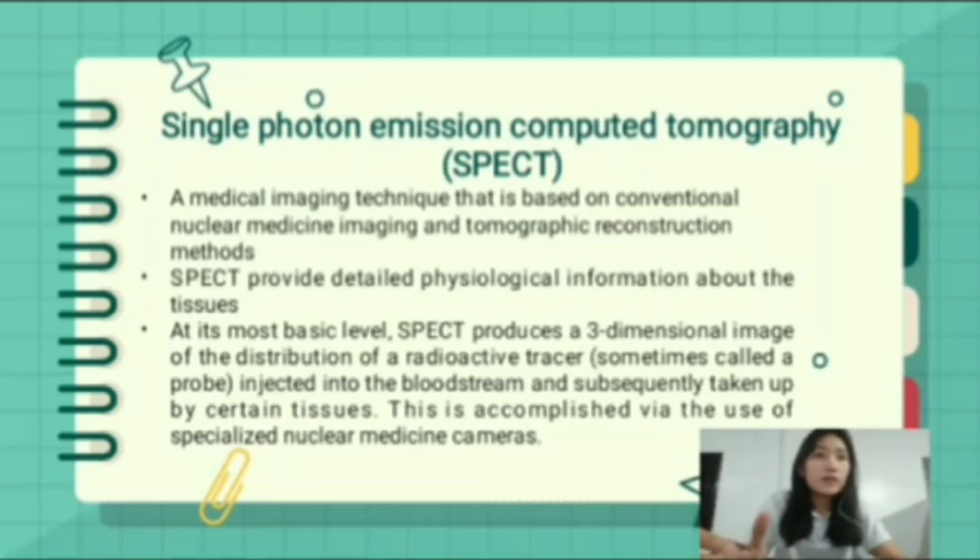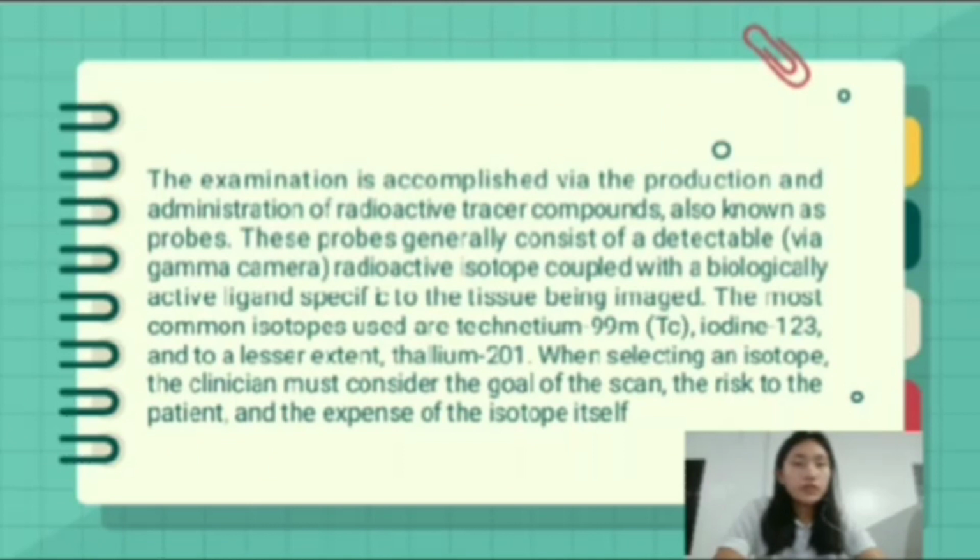At its most basic level, SPECT produces a three-dimensional image of the distribution of a radioactive tracer, sometimes called a probe, injected into the bloodstream and subsequently taken up by the tissues. This is accomplished via the use of specialized nuclear medicine cameras. The examination is accomplished via the production and administration of radioactive tracer compounds, also known as probes.